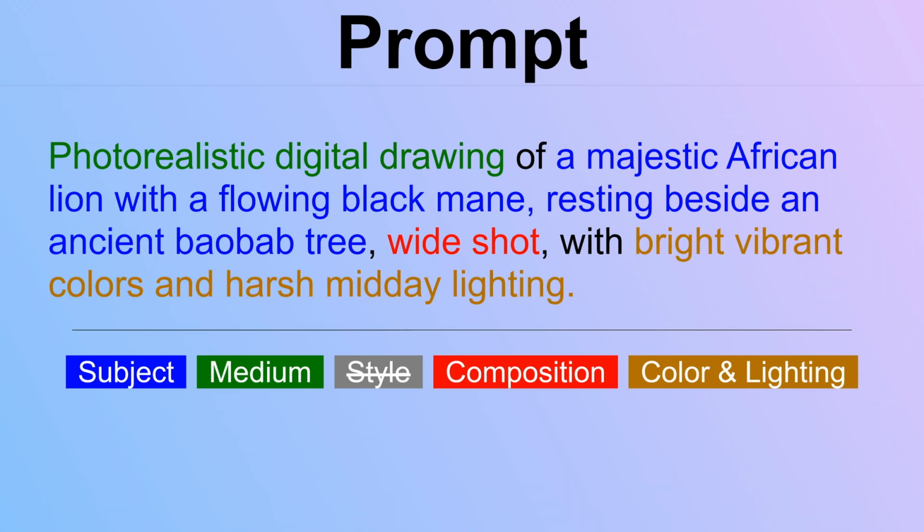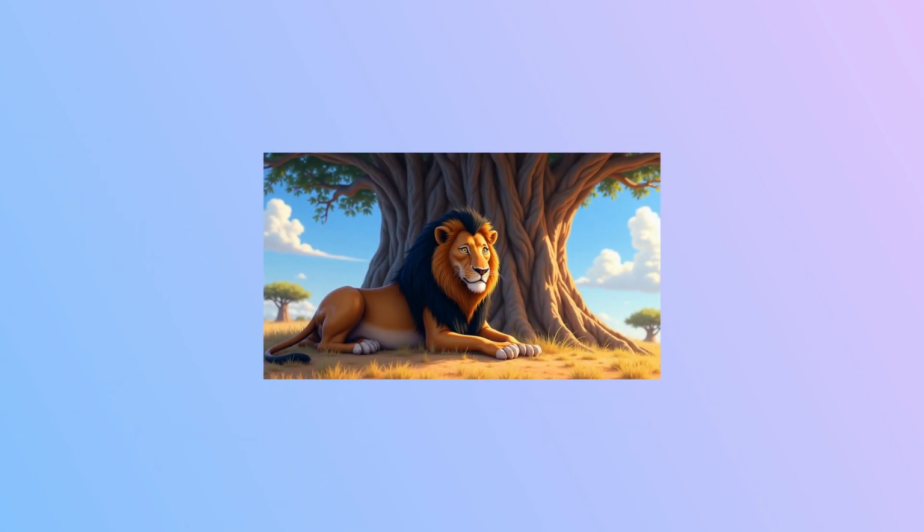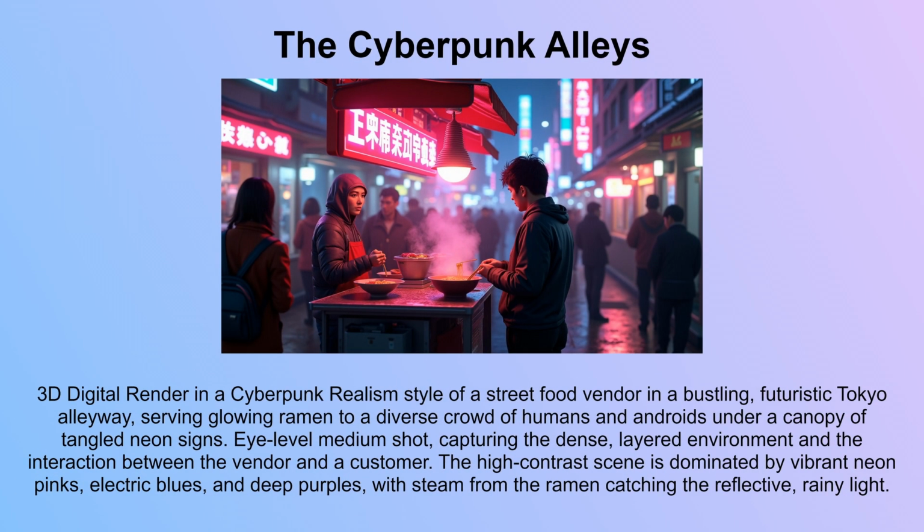It's all about helping the AI see your vision clearly. And this is the result. You can clearly see that we have all the elements there, and the generated image truly follows the prompt. Here are other prompts with the results.